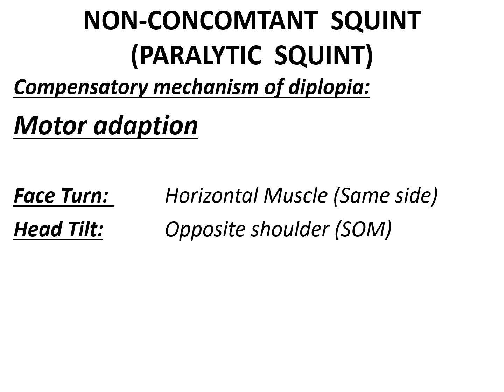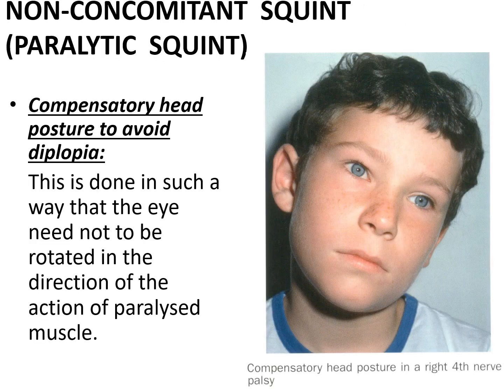But head tilt is due to the oblique. Here you can appreciate that this young boy is tilting his head towards his left shoulder. It is due to the superior oblique paralysis of the right eye. As the superior oblique intorts the eye, the patient tilts his head towards the opposite shoulder to compensate for this. So the diplopia is compensated.